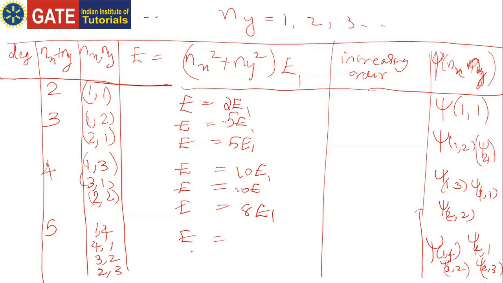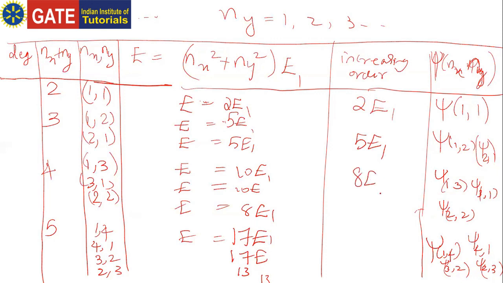Possible energies? 17E1, 17E1, 13E1 and 13E1. Okay, now you can write the increasing order of energy. Increasing order: 2E1, after that 5E1, 8E1, 10E1, 13E1, 17E1. Okay, increasing order of energy.